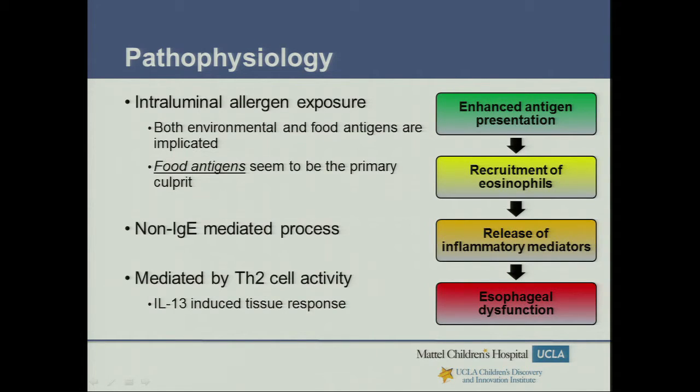So I have a couple slides on pathophysiology before we get into the clinical side of things. EoE is driven by intraluminal allergen exposure within the esophagus, and we know that both environmental and food antigens are implicated, but it does seem to be that food antigens are really the primary culprit. We've learned that while it is oftentimes linked to patients with IgE-mediated food allergies, EoE itself is a non-IgE-mediated process, and it is mediated by Th2 cell activity, and it's known that IL-13 is quite important in inducing an inflammatory response in the tissue. And you can see with the diagram that it starts as a process of enhanced antigen presentation in the esophagus. That leads to recruitment of eosinophils with subsequent release of inflammatory mediators and the resultant clinical effects we see of esophageal dysfunction.